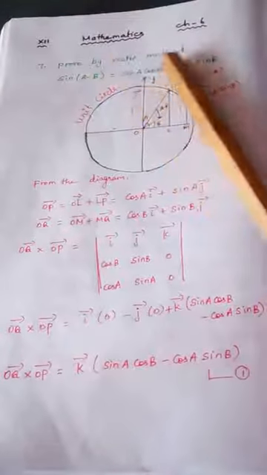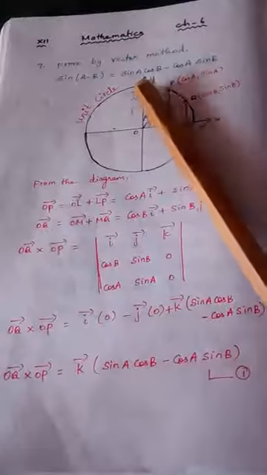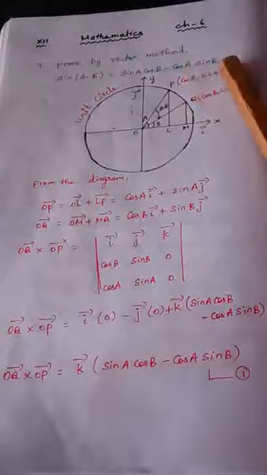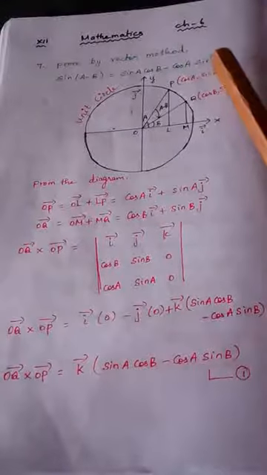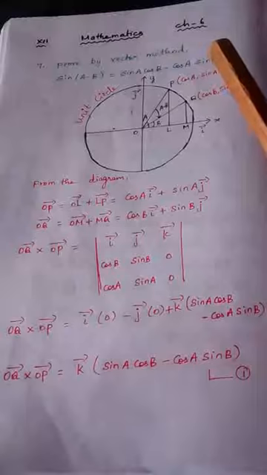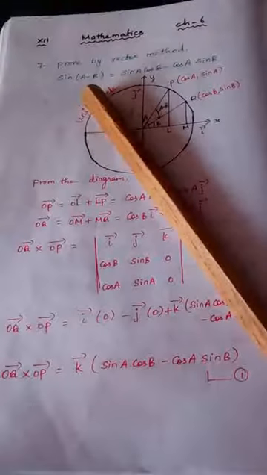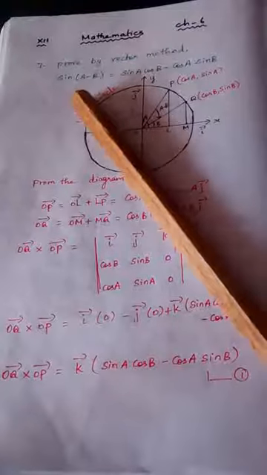Prove by vector method sin(A minus B) is equal to sin A cos B minus cos A sin B. Same model problem we have seen in cos, that is problem number 5 and 6. If you see, it will be cos(A plus B) and cos(A minus B). If you see clearly, you may find a difference.